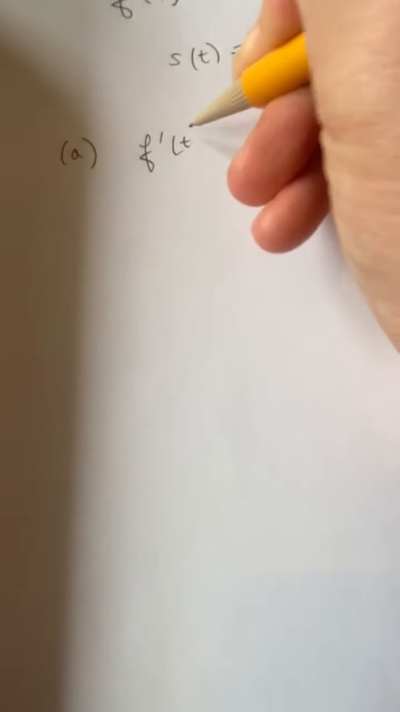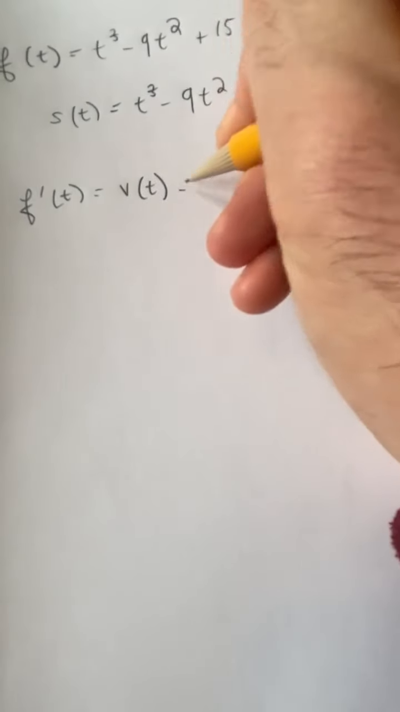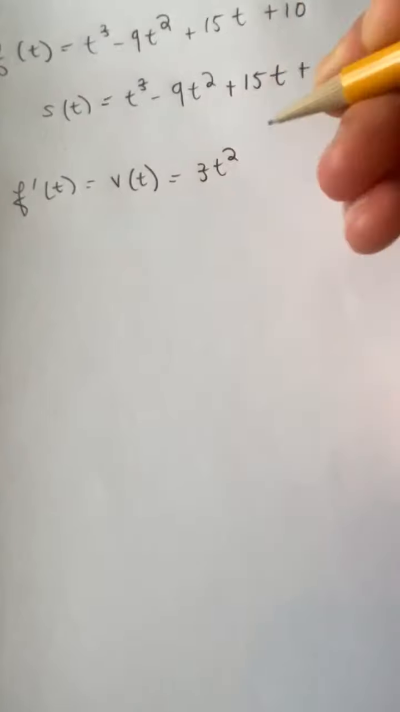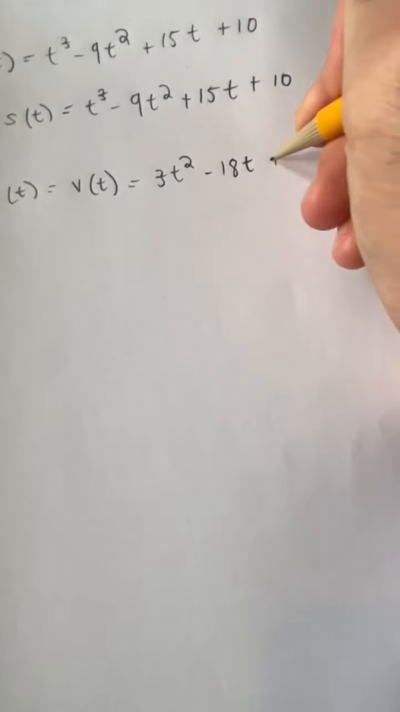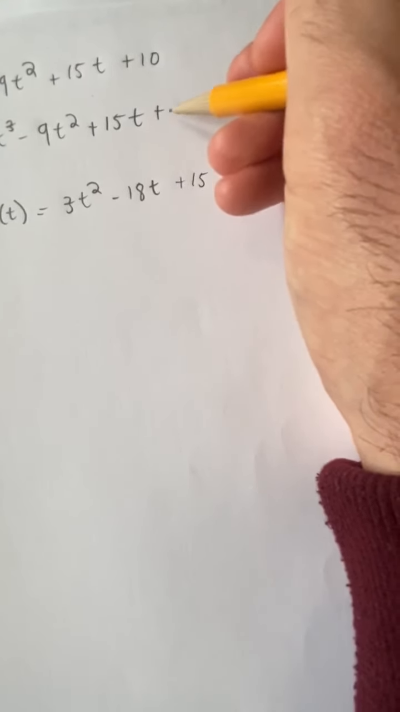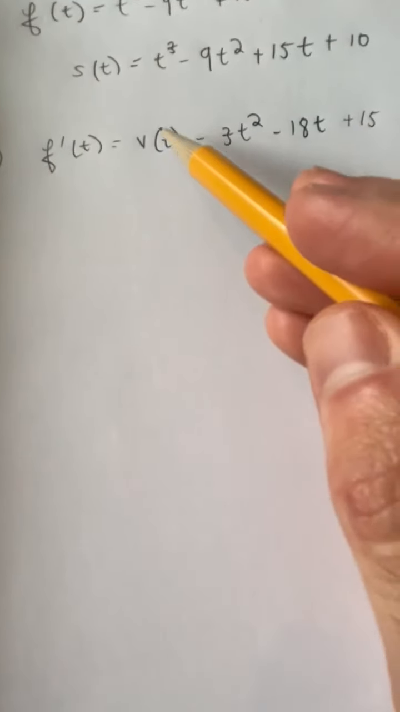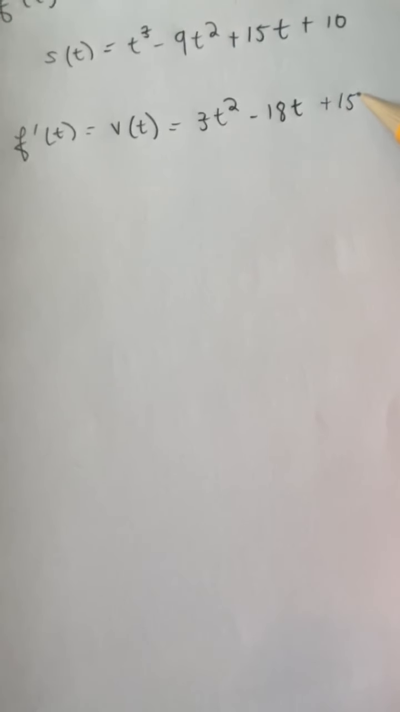So we can write this either as f prime of t or s prime of t, or just v of t. And it's going to be the first derivative, so we just apply the power rule, and we get 3t squared minus 18t plus 15. And then the 10 just goes away because it's a constant term, so its derivative is 0. So that's your answer to question A. The velocity as a function of time is 3t squared minus 18t plus 15.